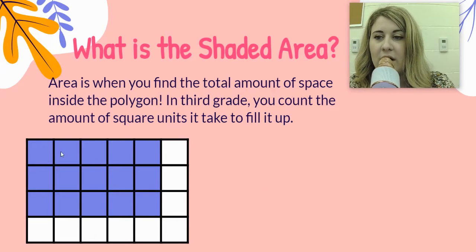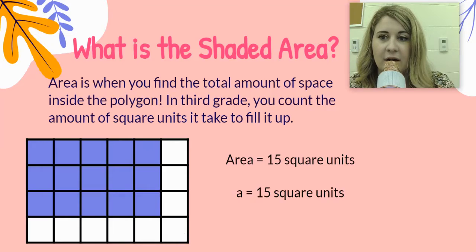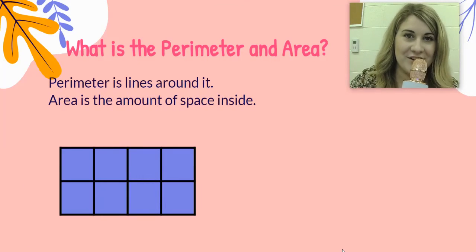All right, let's do one more of the shaded area. 1, 2, 3, 4, 5, 6, 7, 8, 9, 10, 11, 12, 13, 14, 15. So I have my area here is 15 square units. I did not count the white part because it's not colored in. It's not included here. All right, now let's find the perimeter and the area of this shape.